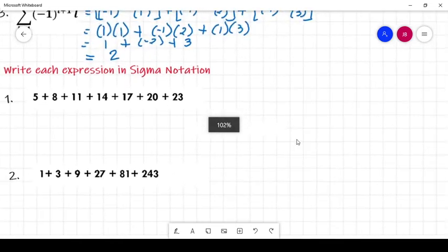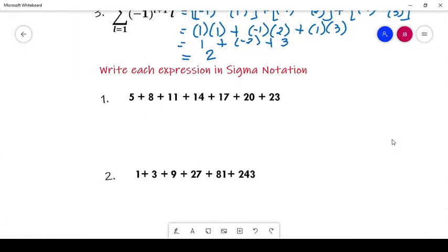Okay, so we're going to write the sigma notation from this expression that we have right now. Before that, you need to identify the series that we have, if it is an arithmetic series or a geometric series. So try to identify it first. Since we have here 5 plus 8 plus 11 plus 14 plus 17 plus 20 plus 23, this one is an example of an arithmetic series.